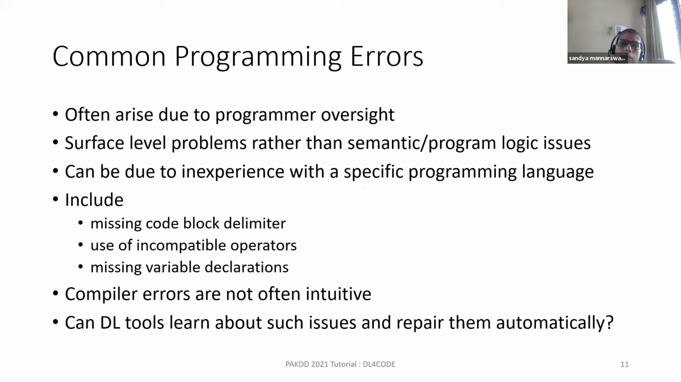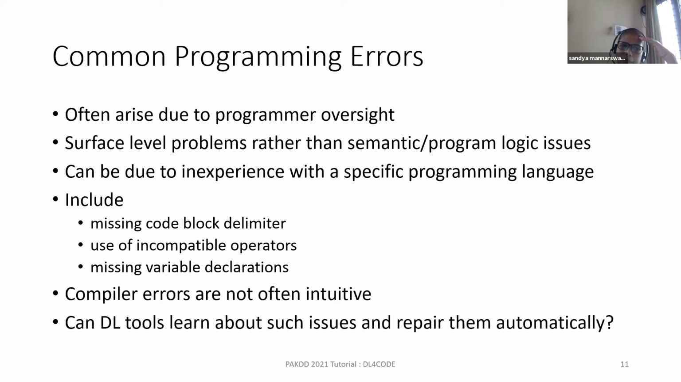So the paper we are going to talk about is from AAAI 2017, called DeepFix. This is from the Indian Institute of Science, Bangalore. They built a probabilistic program repair system using deep learning to fix common programming errors. These are not program logic issues, but typical errors which a new programmer, or a programmer not familiar with a particular programming language, may end up making. You can have things like a missing code block delimiter, an incompatible operator, or a variable declaration error.